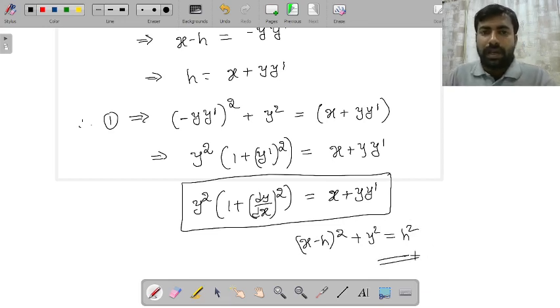Okay, so I hope it is clear how to form a differential equation by eliminating arbitrary constants.